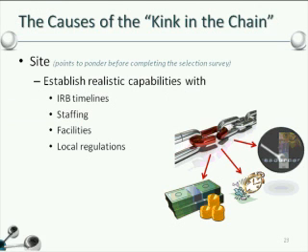So things that could cause a kink in that chain of events is when the site would have to be really honest with itself when it fills out a selection survey. And you want to be able to really realistically look at your capabilities as far as your IRB timelines. Are you submitting to more than one IRB? If so, do they have timelines that can fit together, or do they contradict?